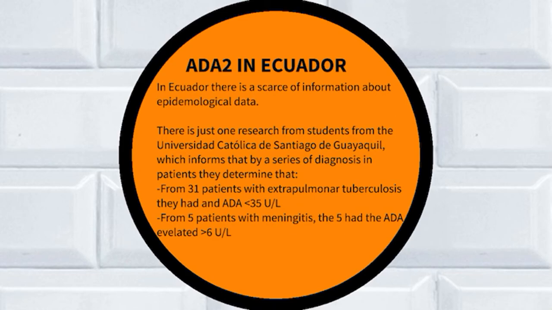Issue in Ecuador. In Ecuador, there are not a lot of epidemiological data about ADA2 deficiency, except for an article from students from the Universidad Católica Santiago de Guayaquil, in which they determined that from 31 patients with extrapulmonary tuberculosis, they had an ADA lower than 35 units per liter, and also 5 patients with meningitis, and all 5 of them had an ADA elevated to more than 6 units per liter. Also, more than 160 individuals have been diagnosed with adenosine deaminase 2 deficiency.